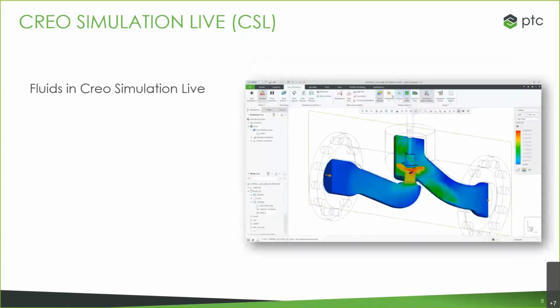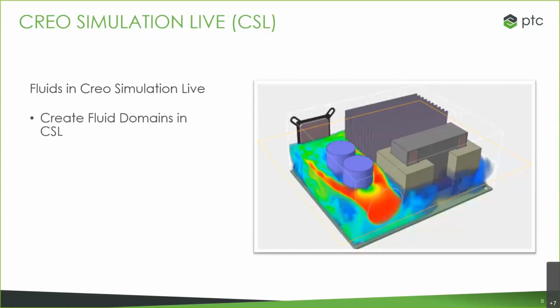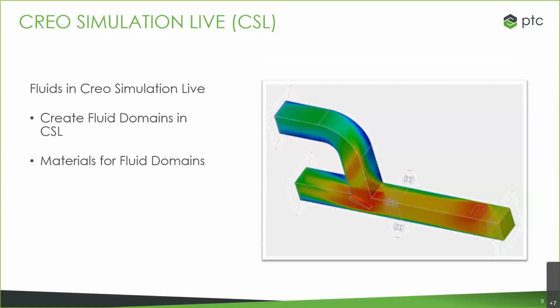Again, probably the biggest change to CSL is now the option to do flow analysis in the same way that we do for structural, thermal, and modal, where essentially what we're doing is we're starting off by creating a fluid domain. We specify which areas to include or exclude, define the inlets, outlets, specify maybe the materials that you're going to work with in those fluid domains, and from there, visualize it right on top of the model that you're working with.